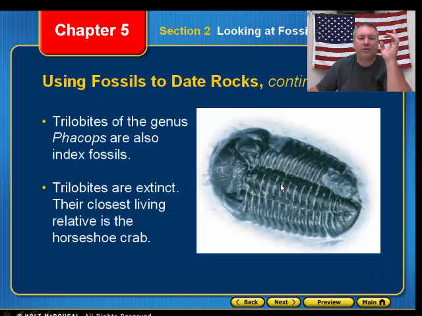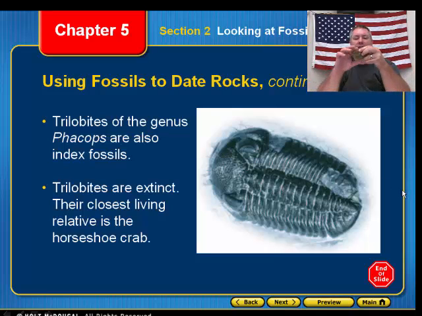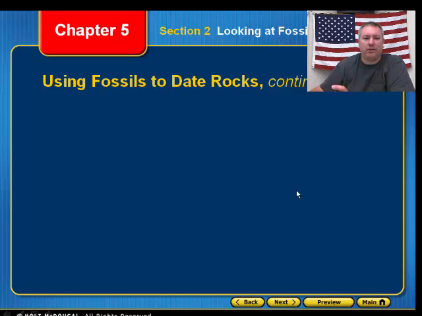Another example of an index fossil is a trilobite, and I have one right here. Okay, this is a trilobite fossil. Is it real? I don't really know. Ask me in class and I'll tell you the story behind it. If you look at the picture on the screen, you can tell that this is a trilobite. This here is the head, and then this is the body and the stuff on the side of it. The closest living thing to this is a horseshoe crab. But those are examples of index fossils because they're found in a certain rock layer throughout the Earth.